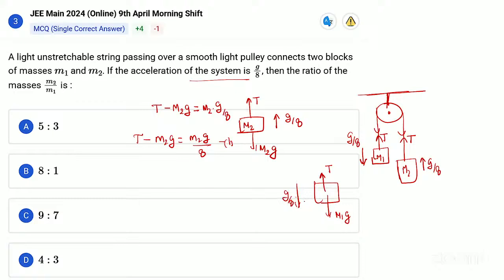g by 8. Okay. Down side mein there will be another equation which we can say m1g, because m1g is in the direction of acceleration, so we will take it positive, minus T equals m1g by 8. This is equation number 2. Now add them, so tension will cancel out, so you can say that m1g minus m2g will be equals to m1 plus m2 into g by 8. ये मेरे पास इक्वेशन है.